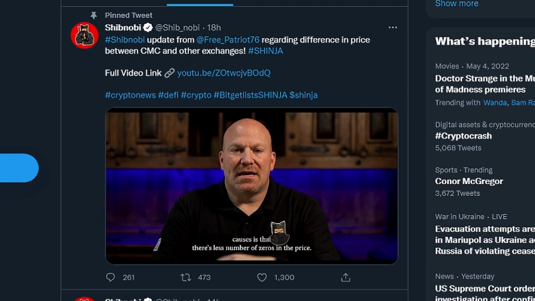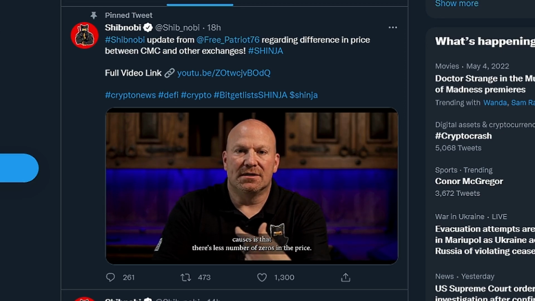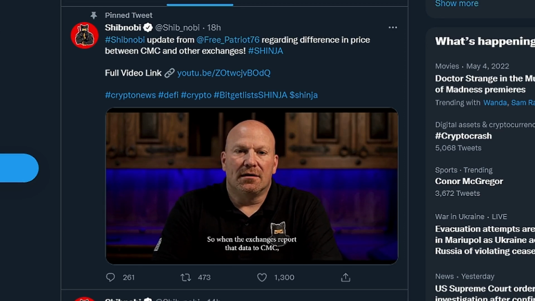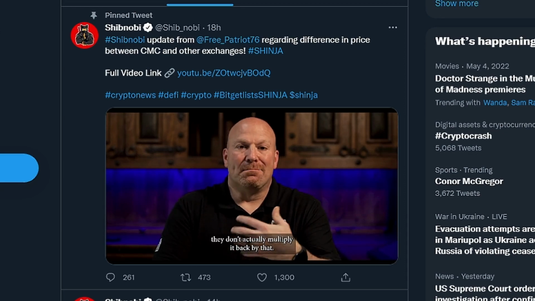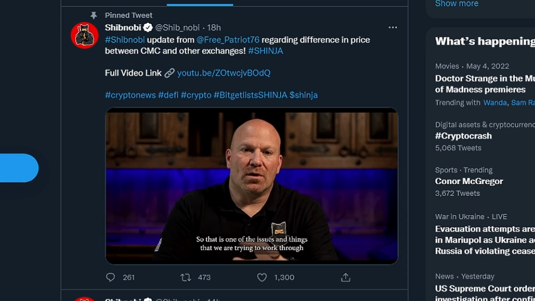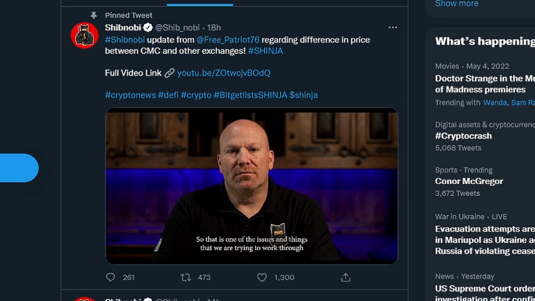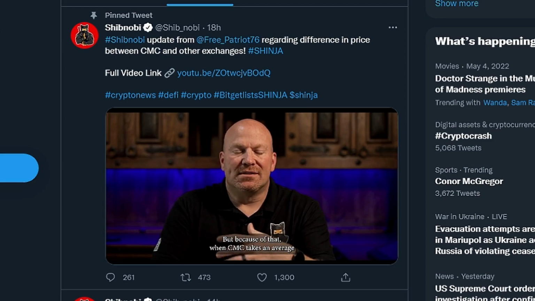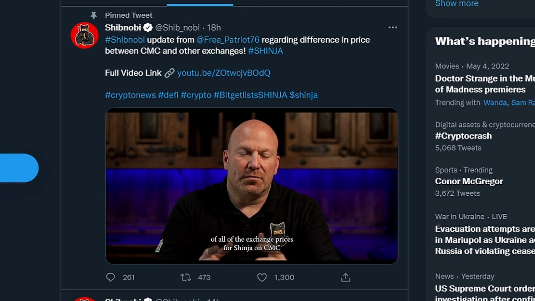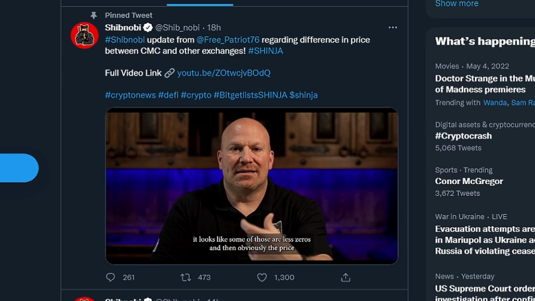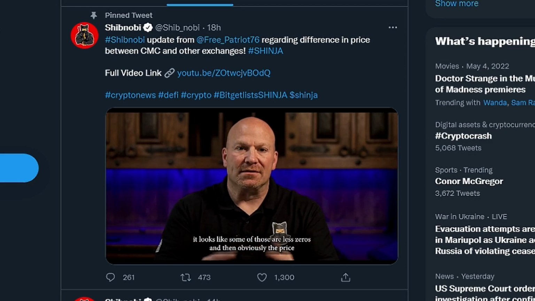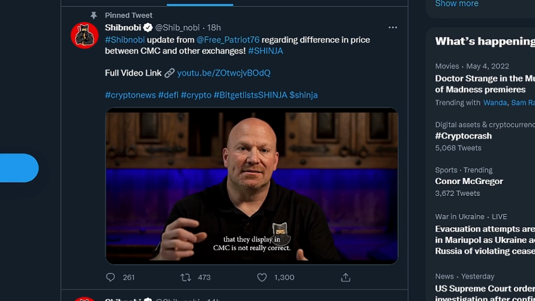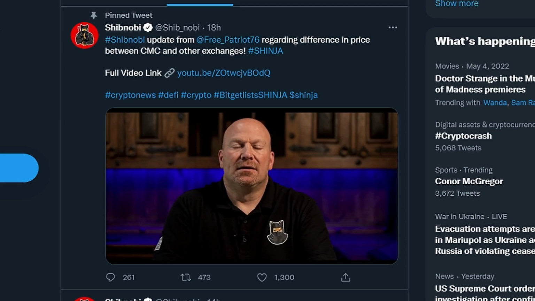But what that causes is that there's less number of zeros in the price. So when the exchanges report that data to CMC, they don't actually multiply it back by that. So that is one of the issues and things that we are trying to work through right now to get them to change. But because of that, when CMC takes an average of all of those exchange prices for SHINJA on CMC, it looks like some of those are less zeros, and then obviously the price that they display in CMC is not really correct.